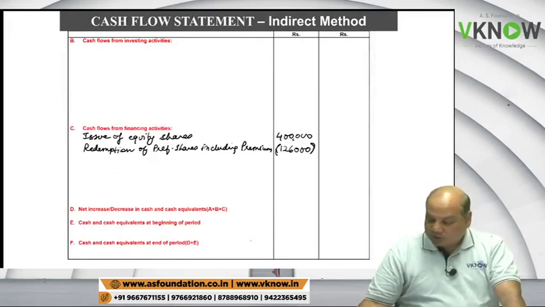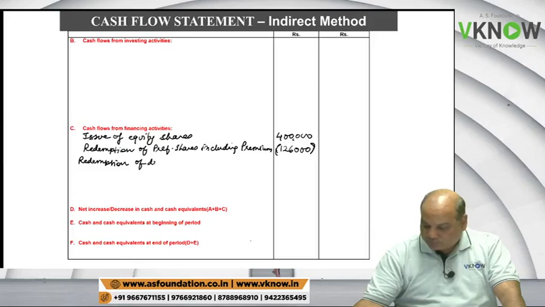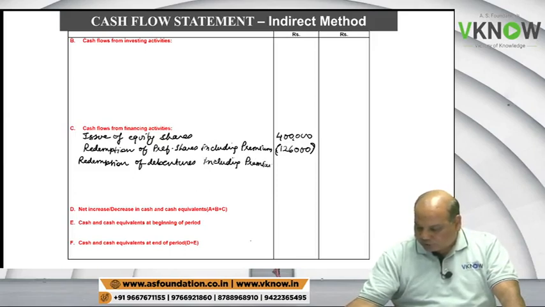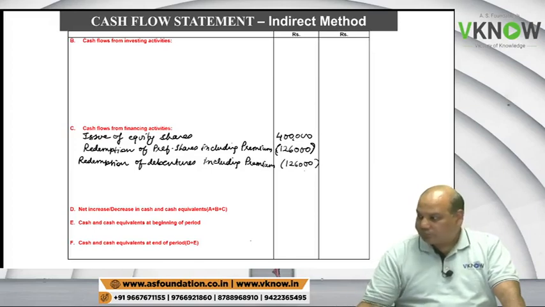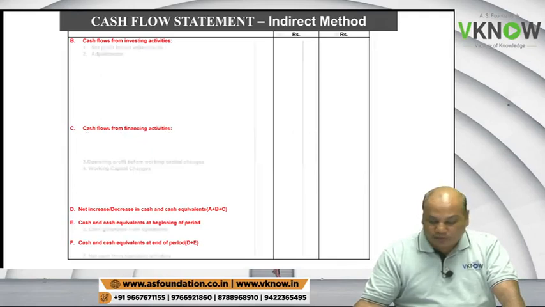And in financing activity, again the same sentence: redemption of debentures including premium. Very good question. Keep following me. 1,26,000. 9% debenture redeemed with premium, 1,26,000 in bracket.